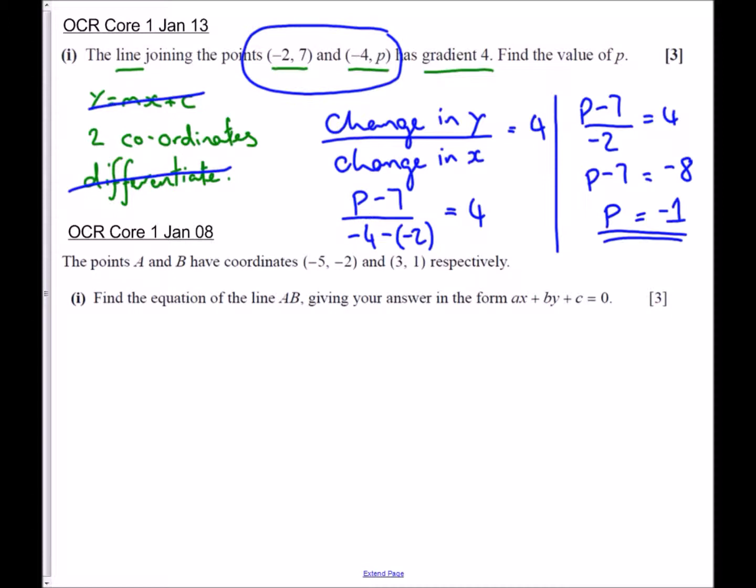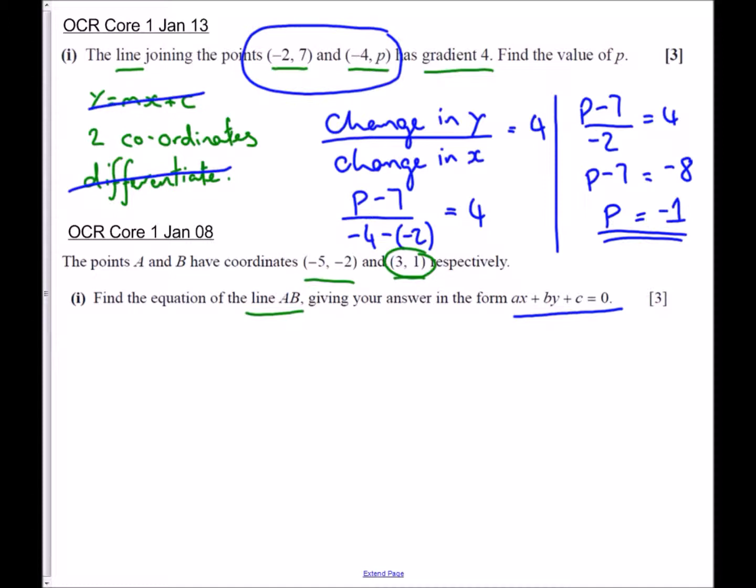Okay, let's have a look at this second question. The points A and B have coordinates minus 5, minus 2 and 3, 1 respectively. Find the equation for line AB, giving your answer in the form ax plus by plus c equals 0. I'm going to add to this because so often when we're asked for it in this form, we're asked to have a, b and c as being integers. I'm going to find it with integer values as well.